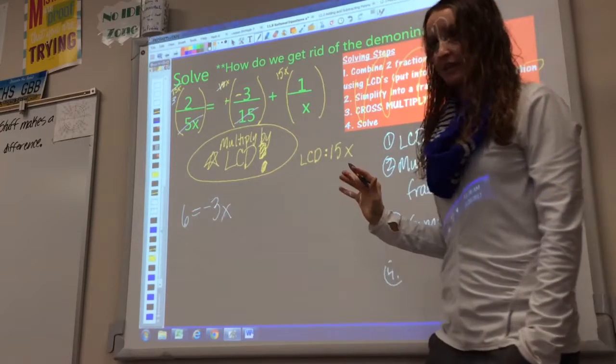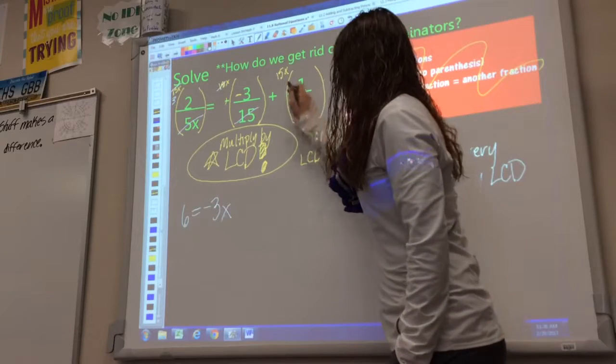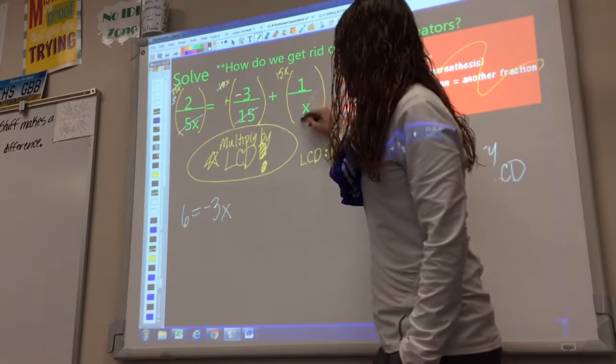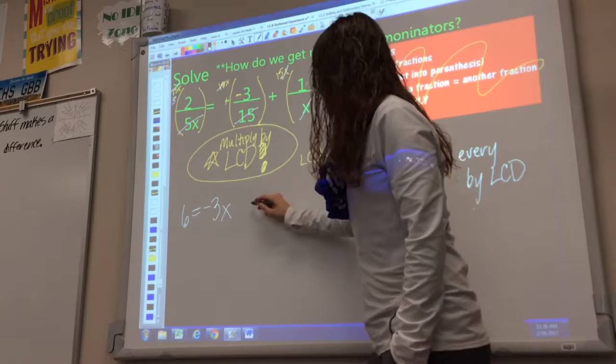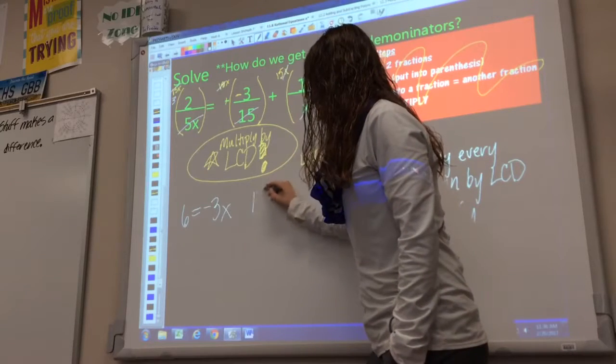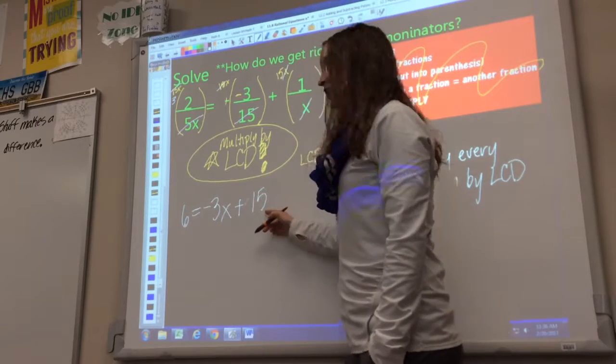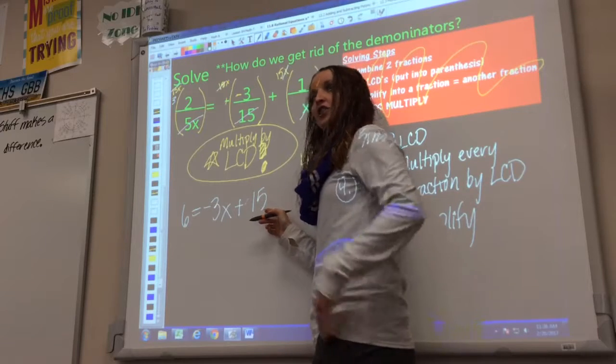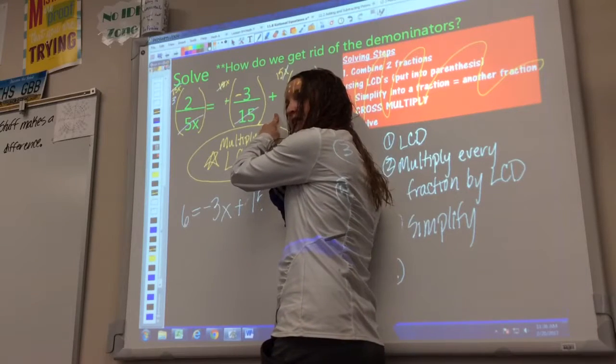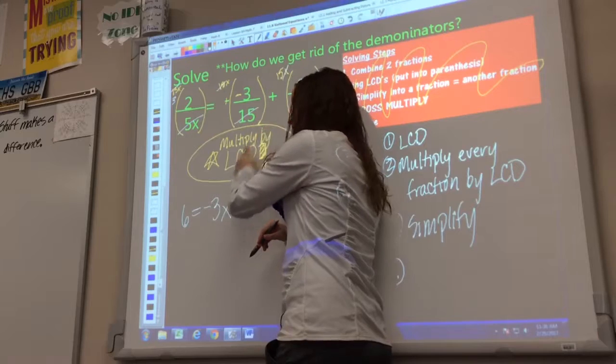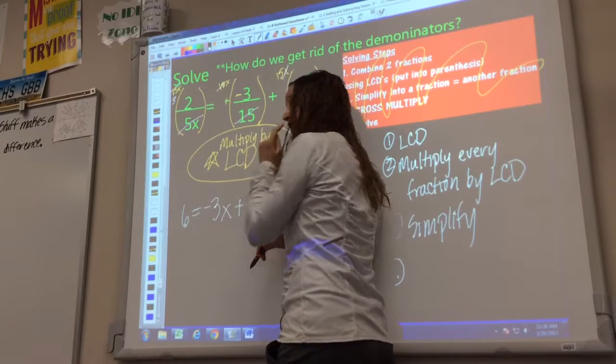Did I lose anyone yet? Check this out. What's 15x divided by x? 15. What's 15 times 1? 15. What symbol's in front of it? Plus. Do you guys know how to solve stuff like this? Does this look a little nicer than this? And it all comes from multiplying by our LCD.